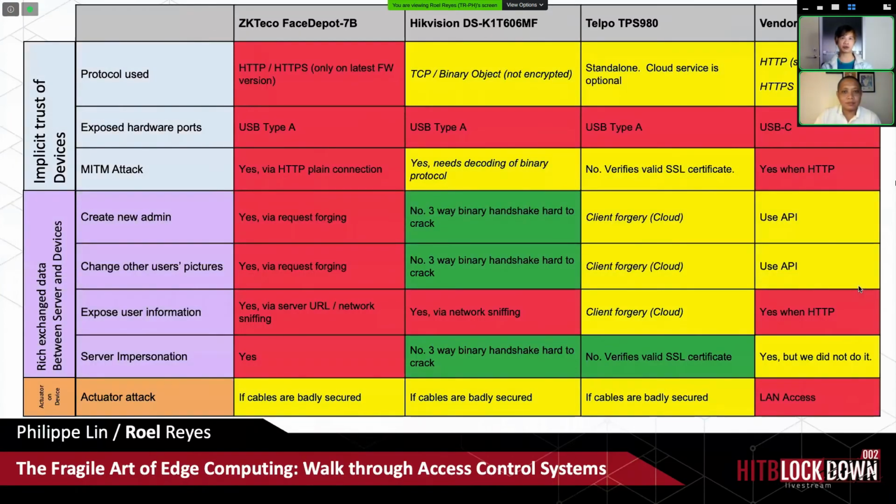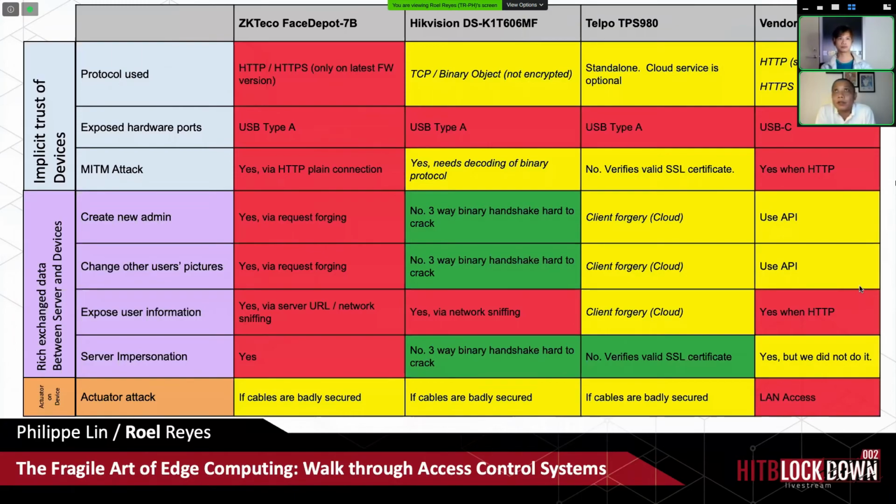So let's do a very quick summary. I'll be doing a very quick summary here. Although we were attacking access control devices throughout this talk, some cybersecurity must-dos are shared by all edge computing devices. Here we managed to identify three particular types of attack: the implicit trust of devices, communication between server and devices, and actuator.